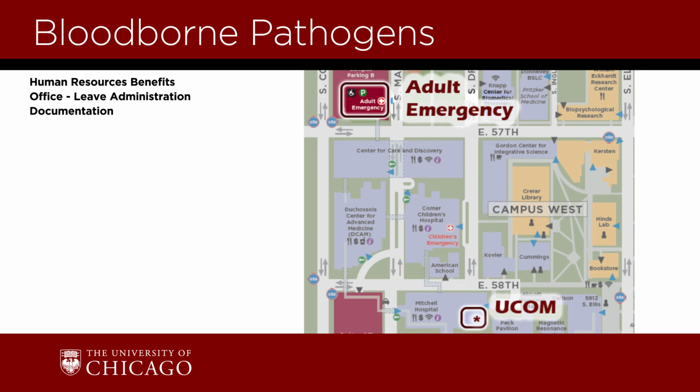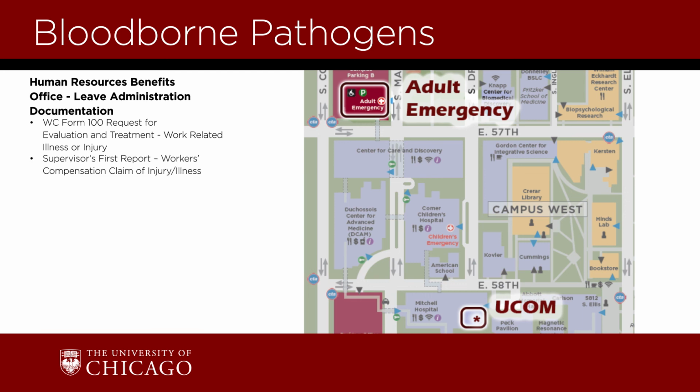If you were injured, you and your supervisor will complete the following forms provided by the Human Resources Benefits Office, Leave Administration. The first form is the WC Form 100 Request for Evaluation and Treatment, Work-Related Illness or Injury. Please note the WC Form 100 is only required if the employee is going to the University of Chicago Occupational Medicine Clinic, UCOM, for a non-emergency work-related injury during normal working hours. The next form is the Supervisor's First Report Workers' Compensation Claim of Injury Illness form, which is filled out by the supervisor of the injured employee.